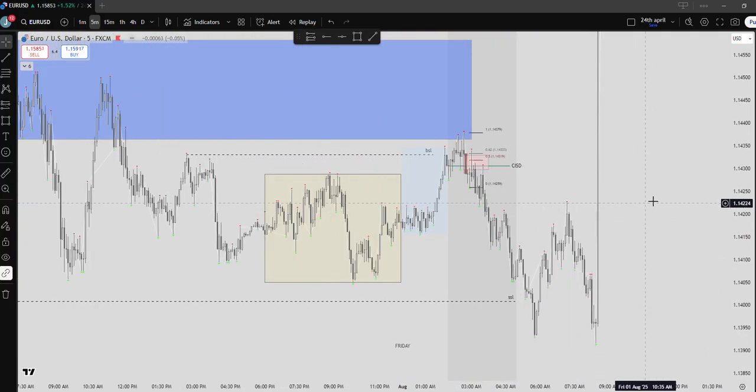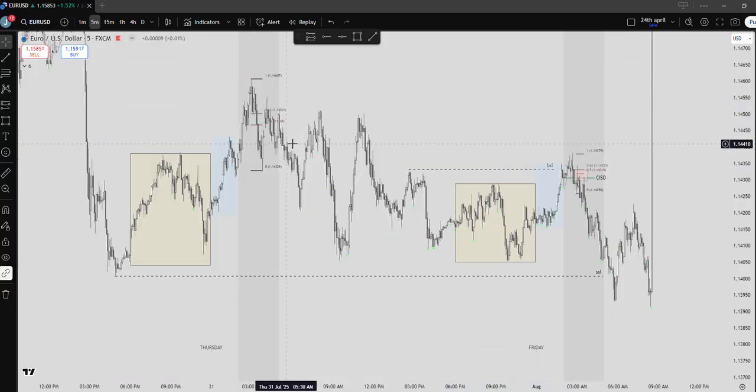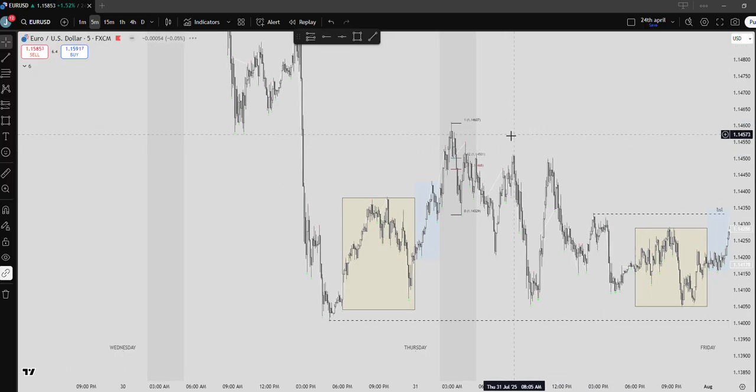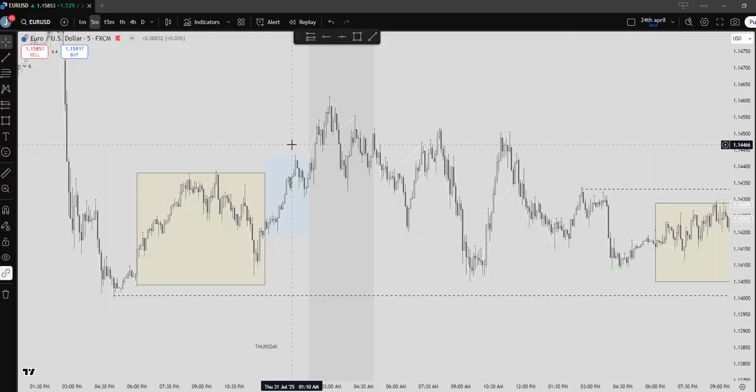So as well as that, I had a lot of conviction in this short because I was already in a short from the previous day. Now I'll go over the previous day short. This is great. I can show you two models within 2 days.